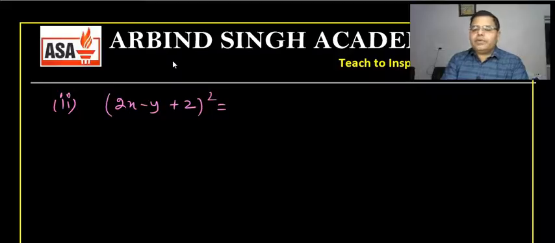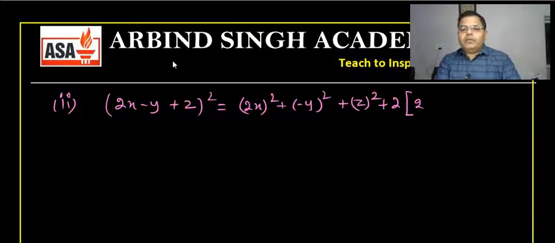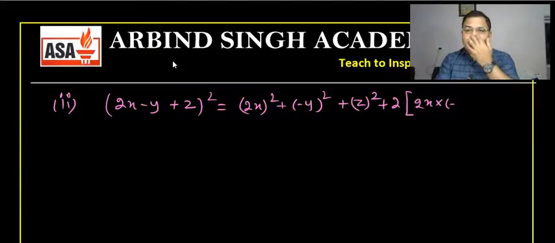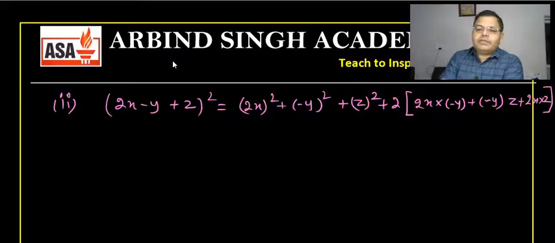So using the same formula, we can write it 2x square plus minus y square plus z square plus 2 into what? 2 into 2x into minus y, right? Now minus y I have taken here, plus minus y into z, right, plus 2x into z. 2x into z, this will come.